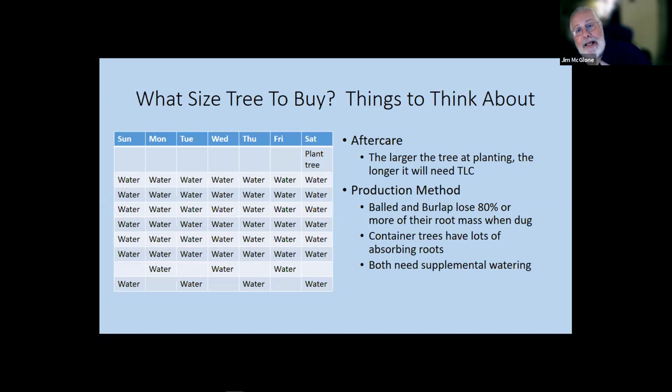So you are committing to a lot of supplemental irrigation. And it doesn't matter whether it's balled and burlapped or container grown. Balled and burlap trees are losing a lot of their root system when they are dug. Container grown trees have a lot of absorbing roots, and I'll talk more about that, but the way they're grown, they've got a lot more top than the root system can support. So both of them are going to need that supplemental watering.